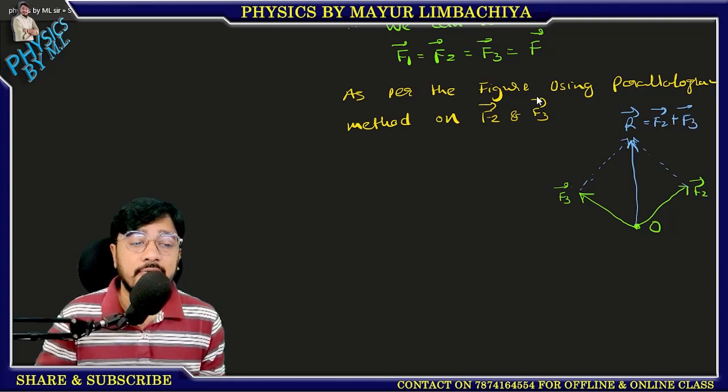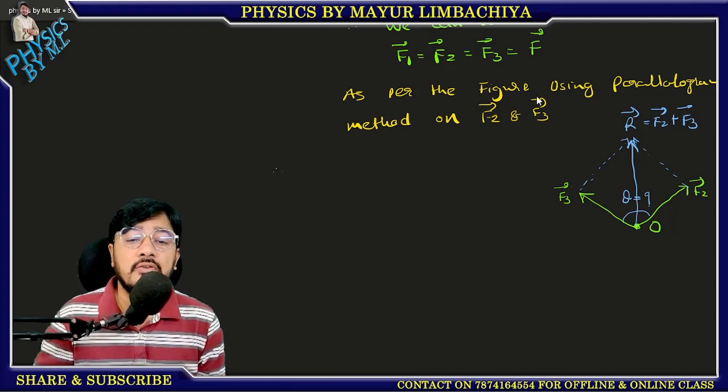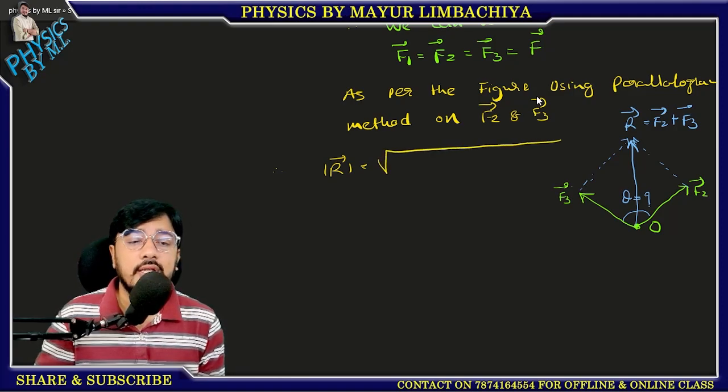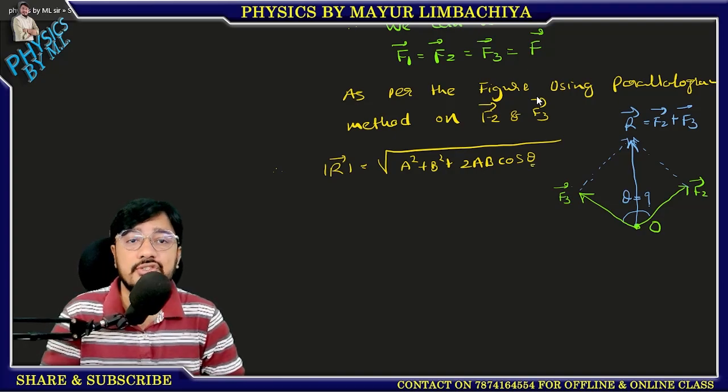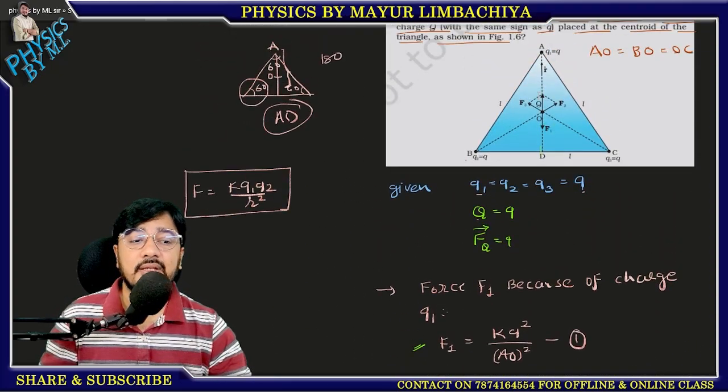Fine. But for that, we have to find out this angle. This theta angle we have to find out first. So what will be the theta angle? Because the equation we use will be R is equal to under root of A square plus B square plus 2AB cos theta. That's why I have to find out the theta first. Now how can I find out the theta? The theta can be found from the figure itself. So look at that.